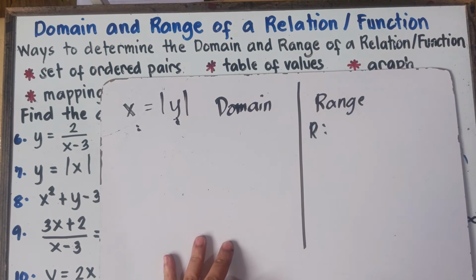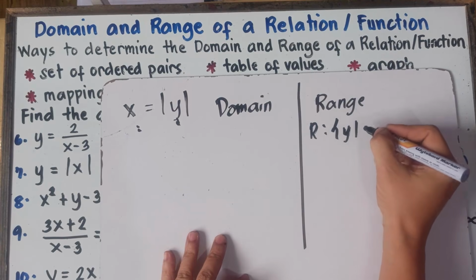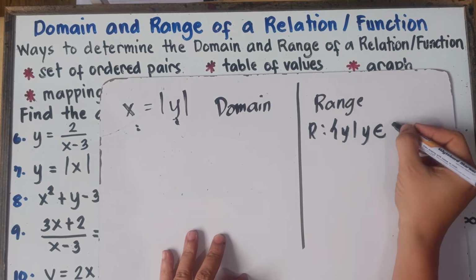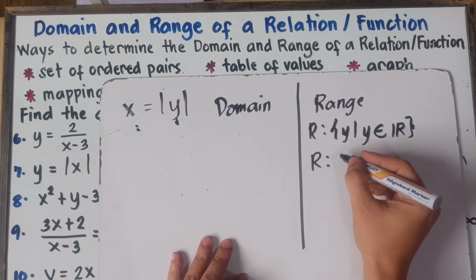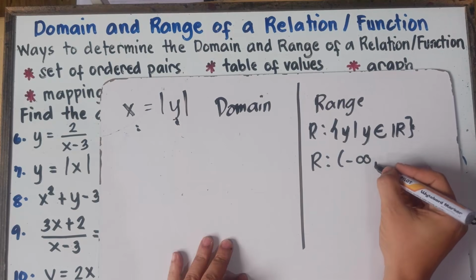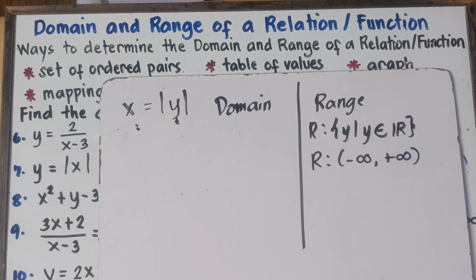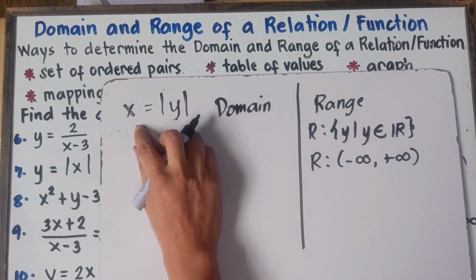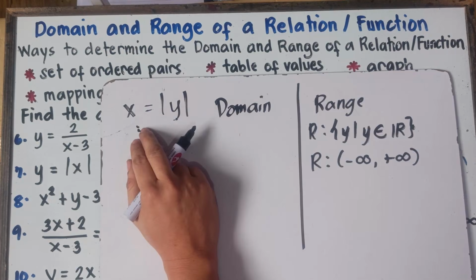So the range would be all real numbers, or you can have this one: the set of all y such that y is an element of real numbers. Or from negative infinity, comma, up to positive infinity, parentheses. And then for the domain, if you have any number for y, the x value will be greater than or equal to 0.